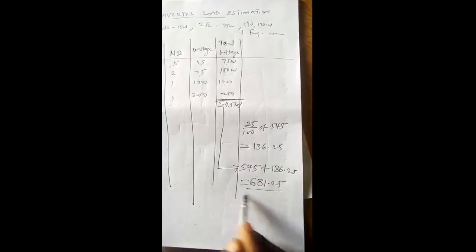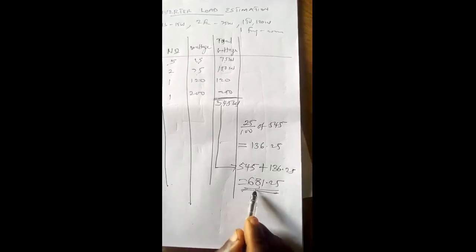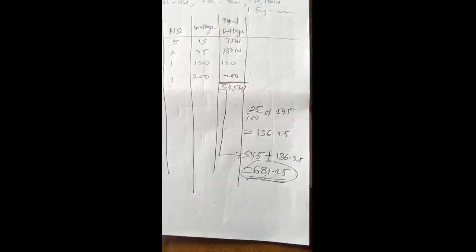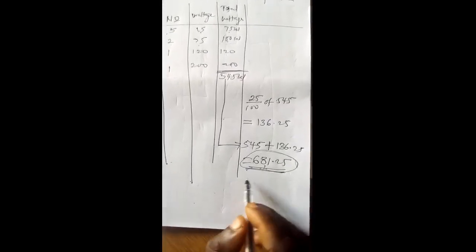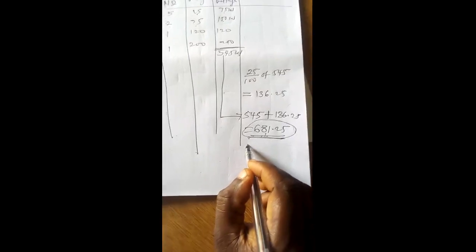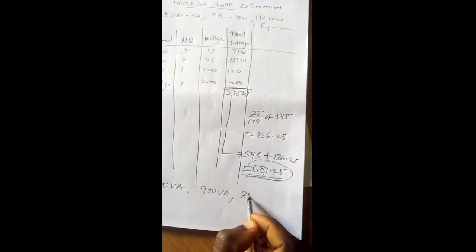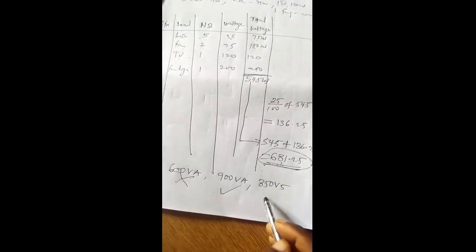When we add it together, we get 681.25. So the VA rating of the inverter that we are going to choose must not be less than approximately 682. With the inverters that we have in town, we have 600 VA, 900 VA, and some company has 850 VA. So we cannot choose this, but we can choose this and this. That is inverter load estimation.